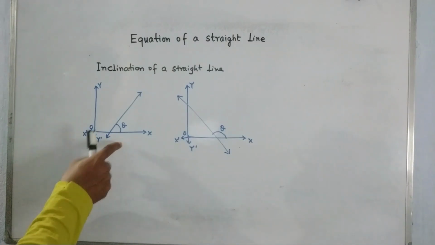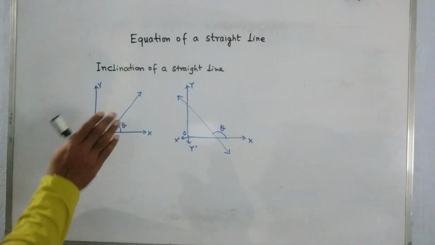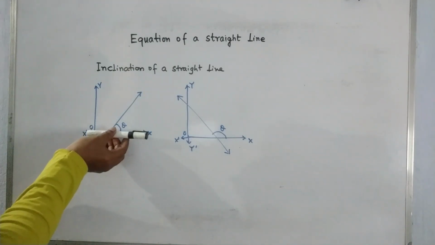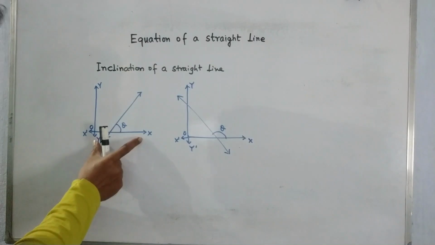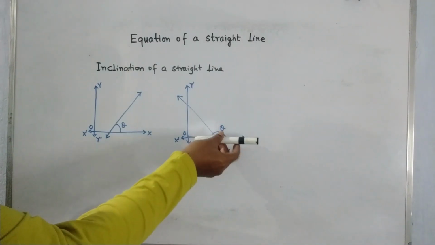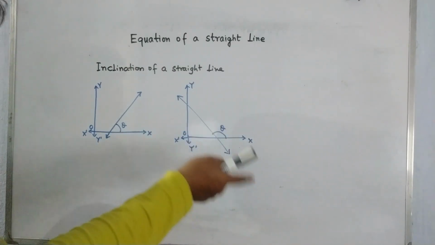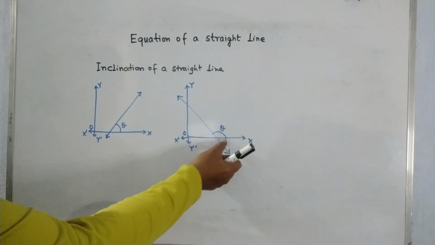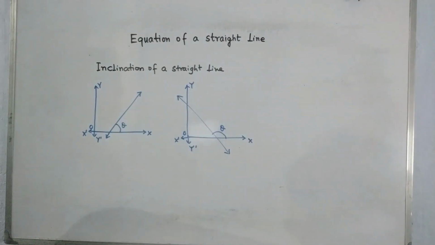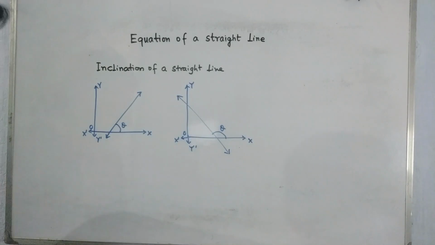In this first picture, that straight line is making angle theta, which is a positive angle, because it is moving in the anti-clockwise direction and making angle theta with this x-axis. And here also the straight line is making angle theta by rotation in the anti-clockwise direction. Therefore, this theta is known as the inclination or angle of inclination, and it is denoted simply by theta.